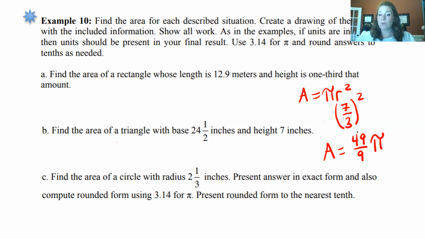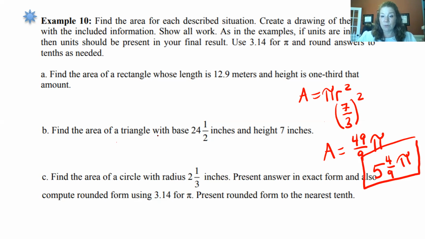9 will go into 49 5 times. And 5 times 9 is 45. So that means there would be 4 left over. So 5 4/9 pi would be an exact answer. But then if I wanted to round it, so anyway, this is an exact answer right here. And I should have written inches squared to be more precise. 5 4/9 pi inches squared.